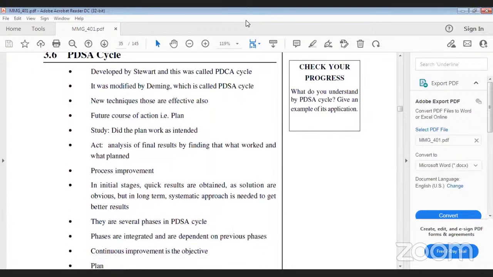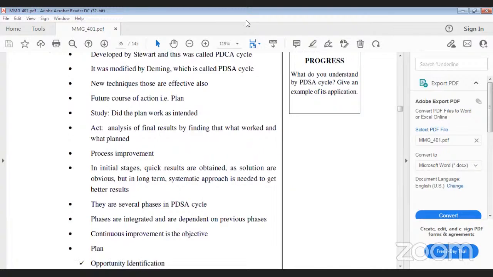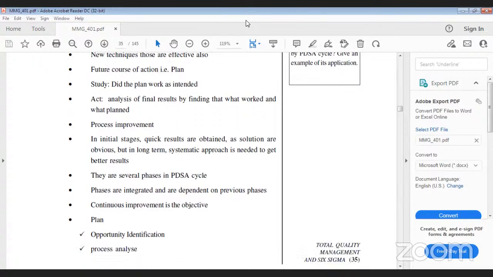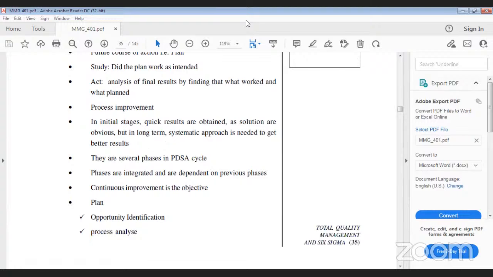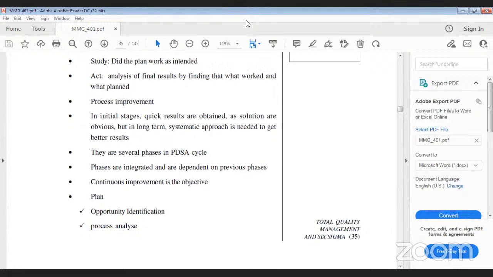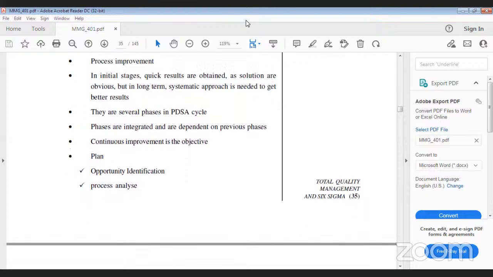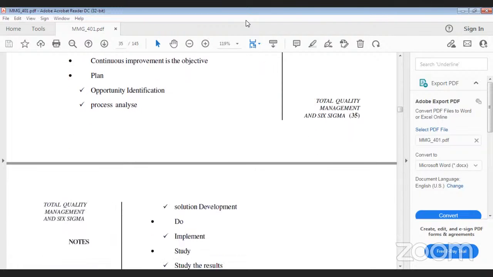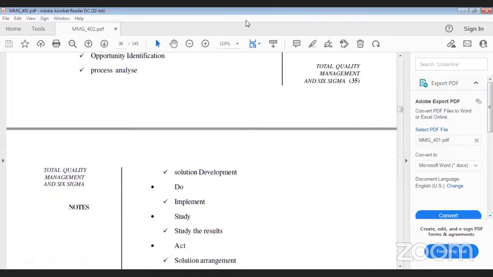There are several phases in the PDSA cycle. The PDSA cycle phases are integrated and dependent on the previous phases, with continuous improvement as the objective. Then there is plan: opportunity identification and process analysis. There are also some points about the do's and don'ts. What to do: implementation, study the results, then act. What is to be acted on here?